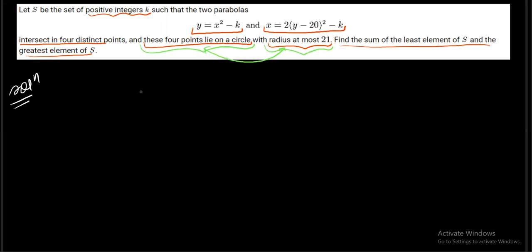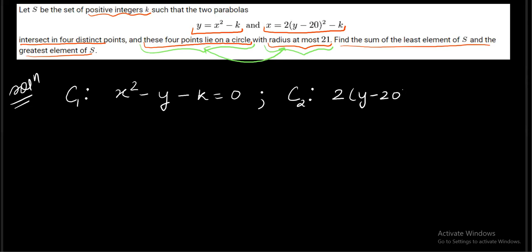So look at the parabolas. Again, I'm going to rewrite the parabola. The first parabola is x squared minus y minus k equals 0. Let this curve be represented by C1. And C2 is another curve. What is that second curve? That curve is 2 times (y minus 20) whole squared minus x minus k equals 0. Okay? So we have these 2 parabolas.